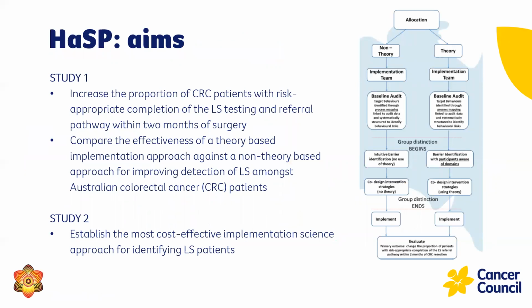The HASP study aims are to increase the proportion of colorectal cancer patients with risk-appropriate completion of the Lynch syndrome testing and referral pathway within 2 months of surgery, compare the effectiveness of a theory-based implementation approach against a non-theory-based approach for improving detection of Lynch syndrome amongst Australian colorectal cancer patients, and also to establish the most cost-effective implementation science approach for identifying Lynch syndrome patients.